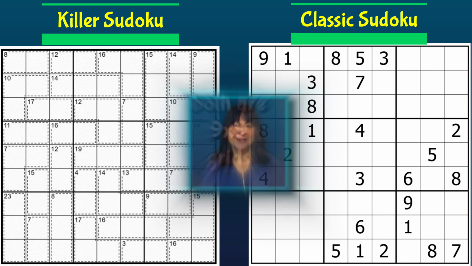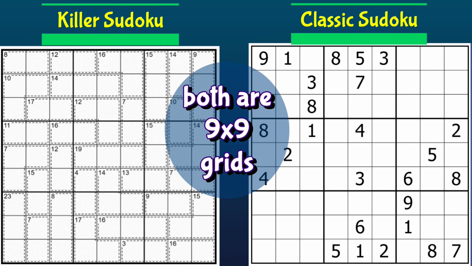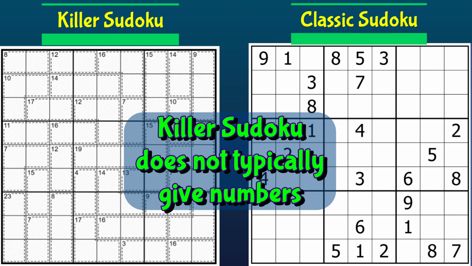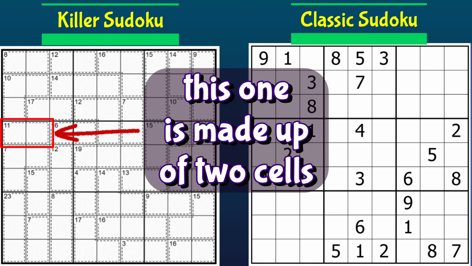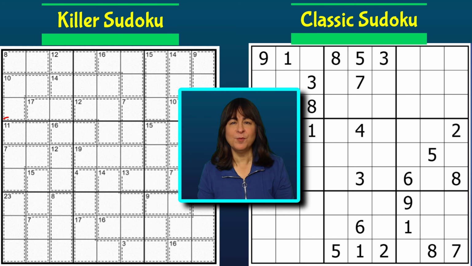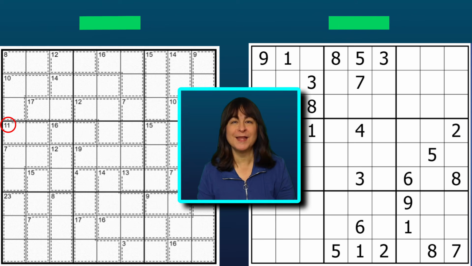Notice the difference. Both are 9x9 grids, but you'll notice the Killer Sudoku on the left has no numbers given, but it does have these dotted lines that are called cages, and some of them are made up of 2 cells, some 3 cells, and so on. In the upper corner of the cage area is a number. So now how do we play this?